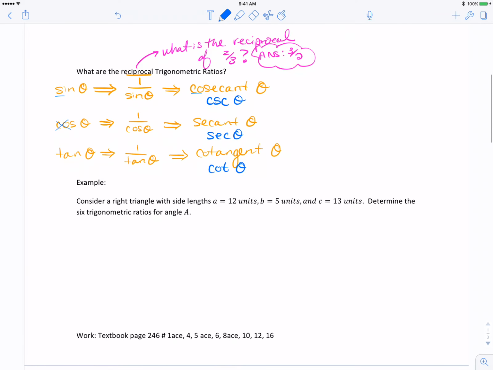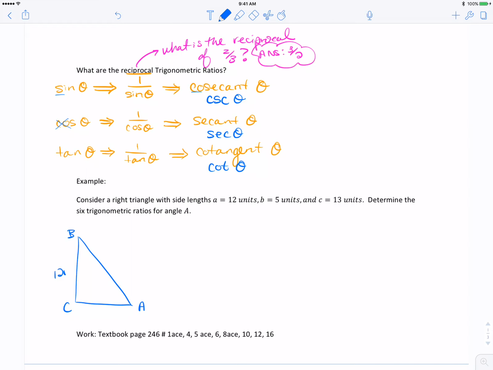So with that in mind, and you can pause that and rewind if you'd like to go back over anything, we're going to consider a right triangle here. So we're going to draw one out. We'll say this is A, B, C. A is 12 units, so I'll just leave it. I was going to make it meters, but I'll leave it.